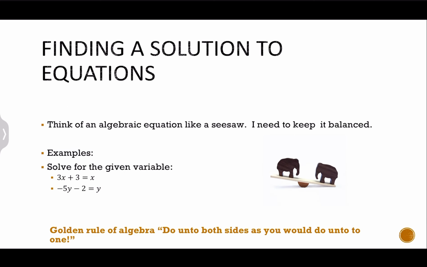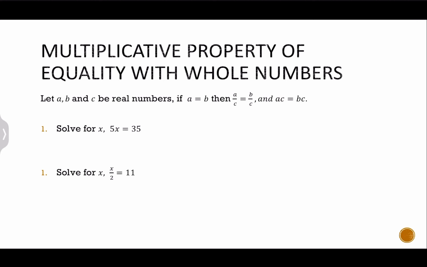So what we need to remember is that we need to treat algebraic equations like a seesaw. You have to keep them balanced. So our golden rule is what we do onto both sides, we do onto one, right? If I'm adding 5 to one side, I add 5 to the other side. If I'm dividing a side by 2, I'm dividing the other side by 2 to keep everything balanced. So the multiplicative property says this: if I have two things that are equal, then if I divide them by the same number or multiply them by the same number, that maintains its equality.